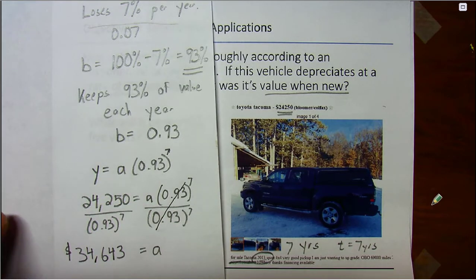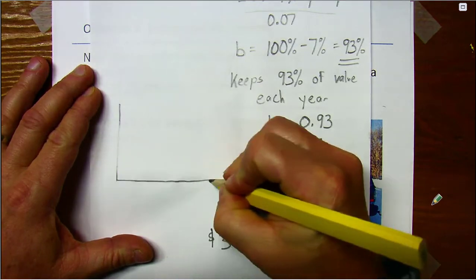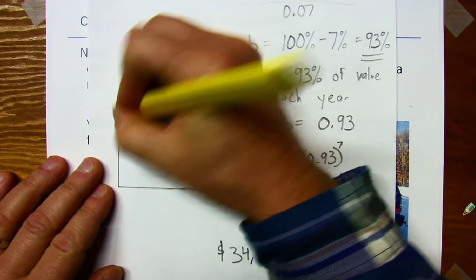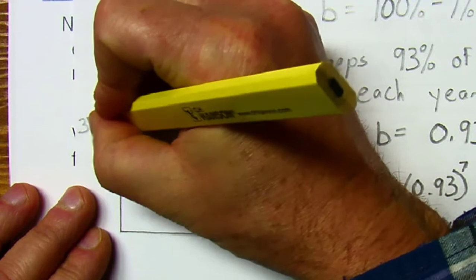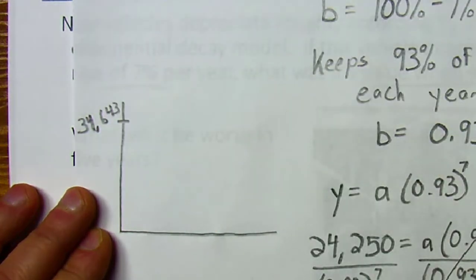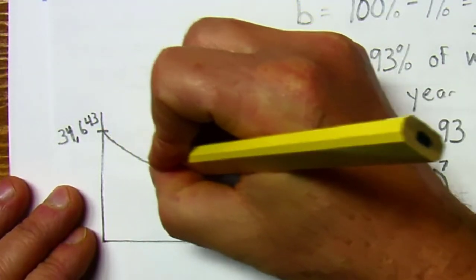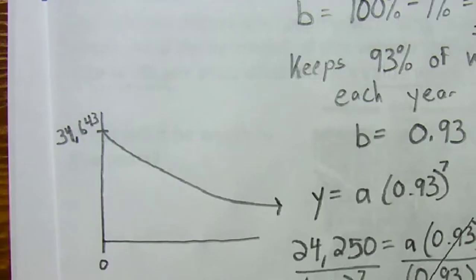So for perspective, that means that when this Toyota Tacoma was new, it was worth $34,643. That's our A value. It's been depreciating for some time. The 34,643 is what it was worth when it was 0 years old.